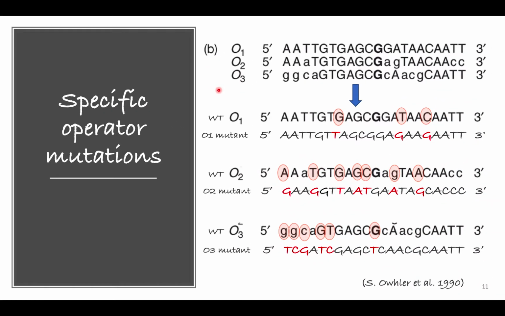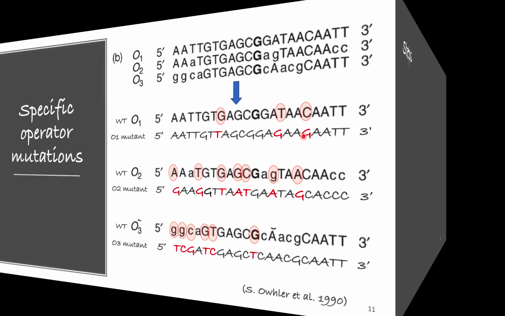Here are the respective mutations they made in the operator sequences. The wild-type sequences of O1, O2, and O3 come from figure 7.10, which we saw before, and the red circled nucleotides are the ones that were mutated. The red highlighted parts in the mutant sequences are the altered nucleotides.